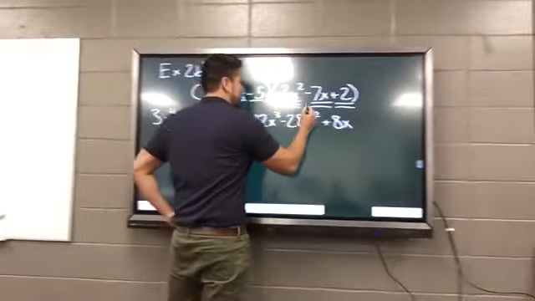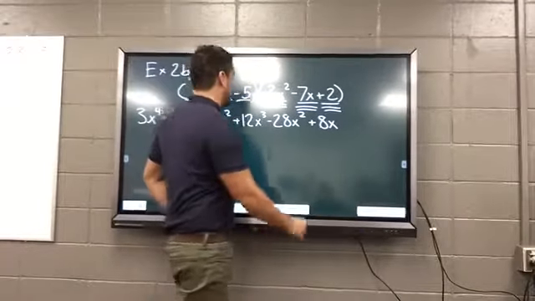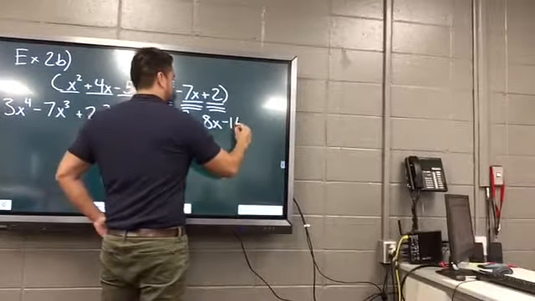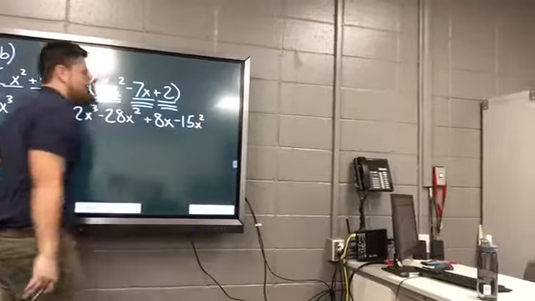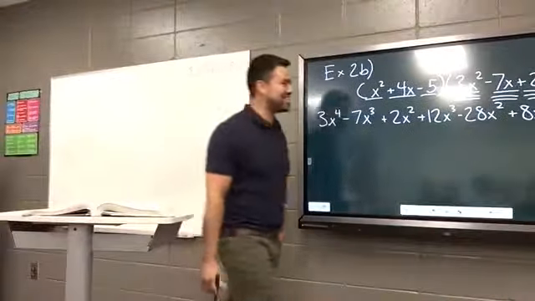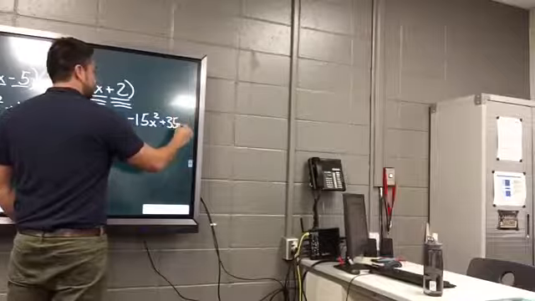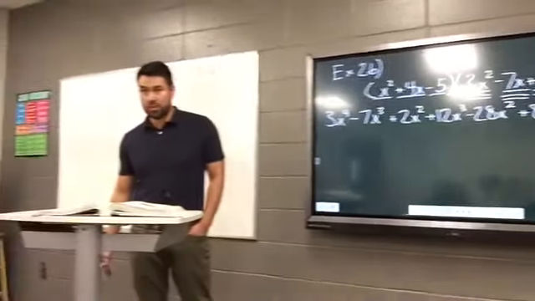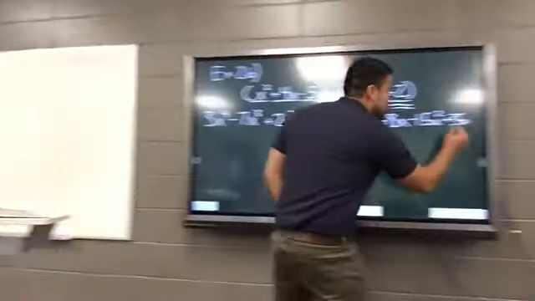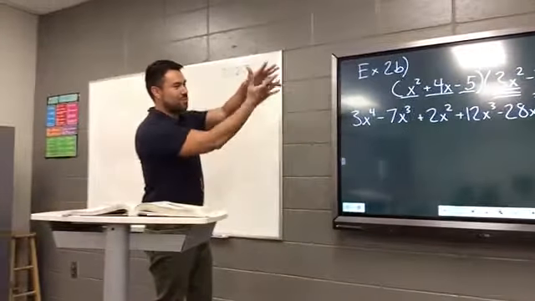I'm going to do the last term by all three. What's negative 5 times 3x squared? What's negative 5 times negative 7x? Positive 35x. And what's negative 5 times 2? Negative 10. Okay. Notice the writing got smaller and smaller and smaller.